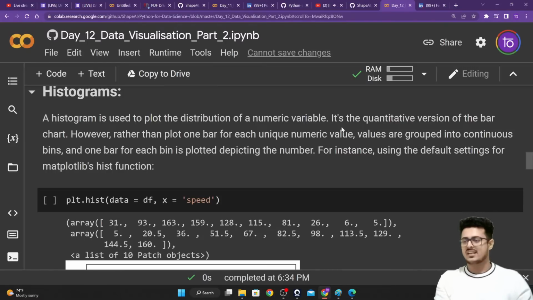Okay, the next type of graph that we are here to learn is histograms, guys. Histograms are very famous. You must have done histograms all the time. You must have been very confused between what is a histogram and what is a bar chart. That was happening with me when I was small. I was not able to distinguish between a histogram and a bar chart.